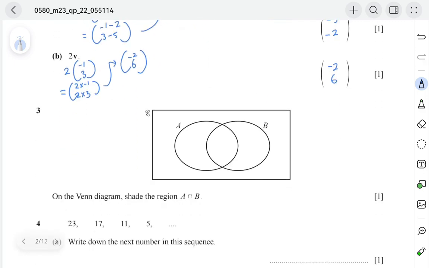Moving on to question 3, we have a Venn diagram, which asks us to shade the region A and B. So this stands for "and". We have to find the area that's covered by both set A and set B. Well, this is no other than the middle part here where the 2 circles overlap, which symbolizes the intersection. This also means intersection of A and B.